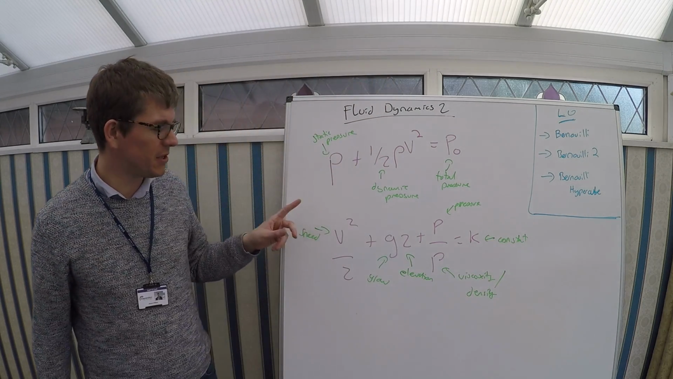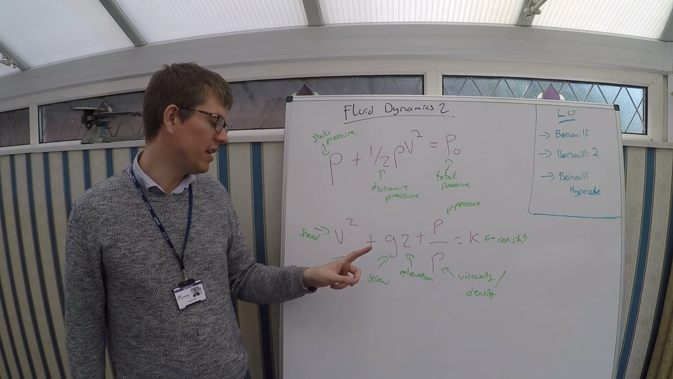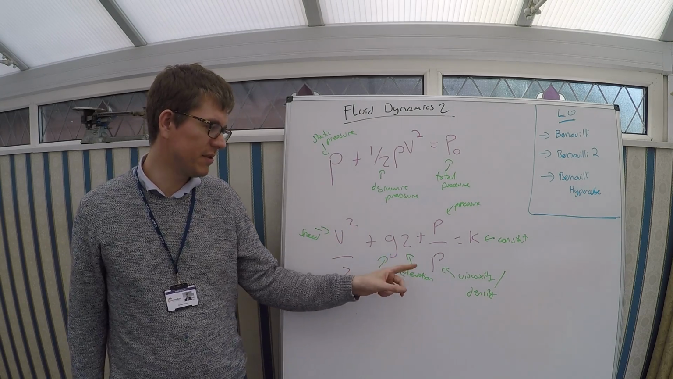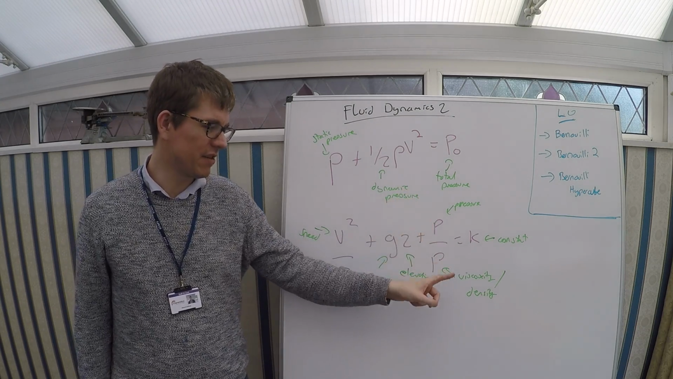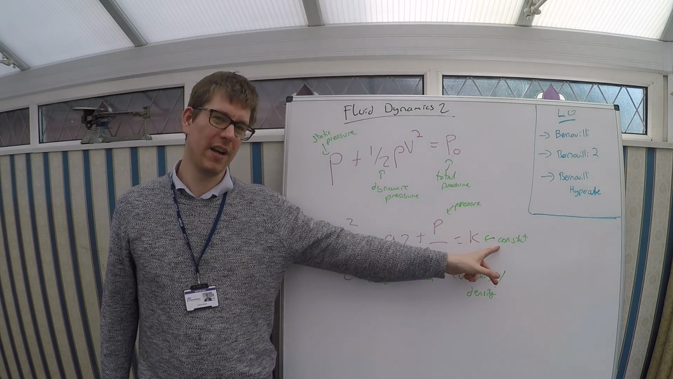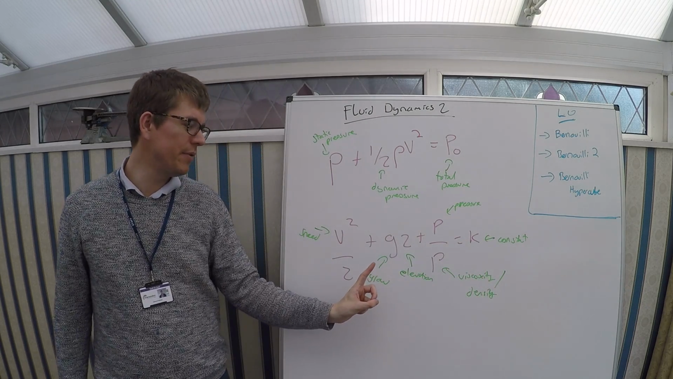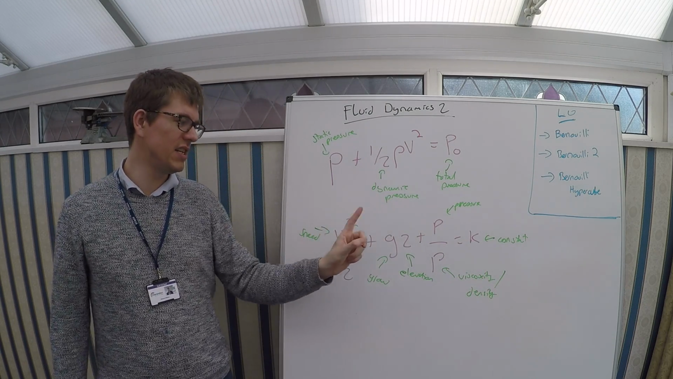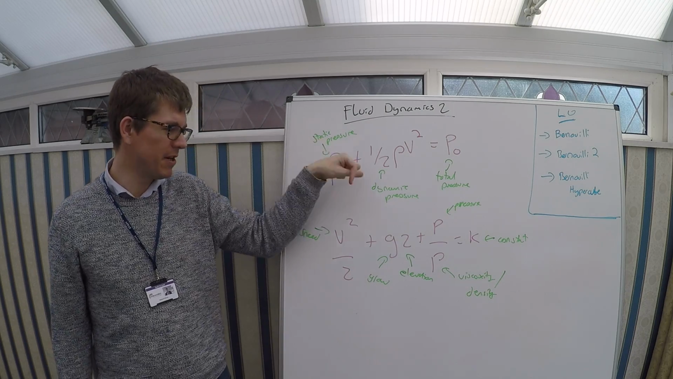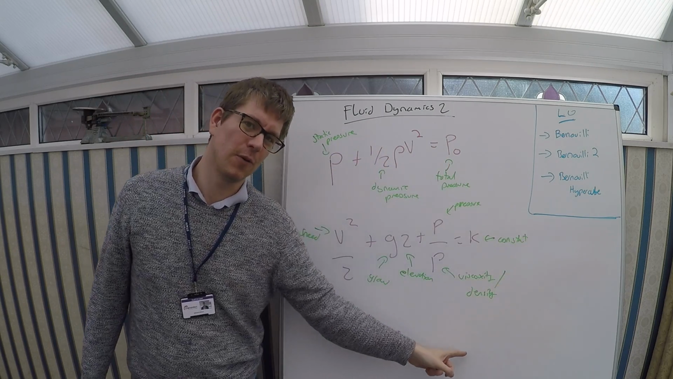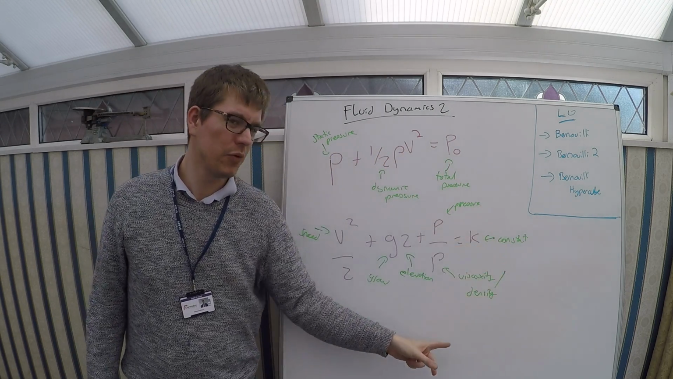So if you add up the speed squared divided by 2, the gravitational field times the elevation, and the pressure divided by the density, that will be a constant, which is useful because it means that if you increase the elevation, you know you're going to have to decrease one of these. If you increase the speed, you'll have to decrease one of these. And this form of Bernoulli's equation is far more useful.